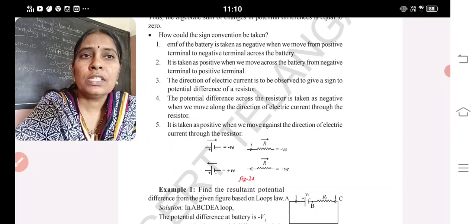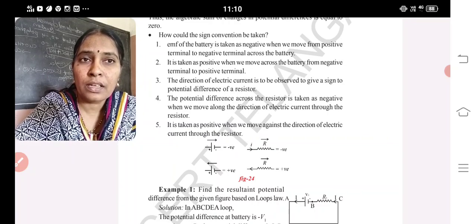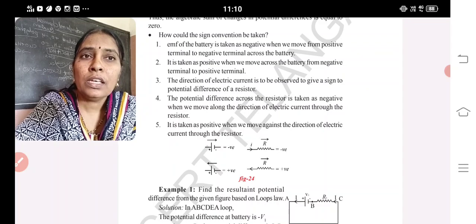Sign conventions. The EMF of a battery is taken. What is EMF? Electromotive force. Maybe I left that topic. That is, I will explain, don't worry.